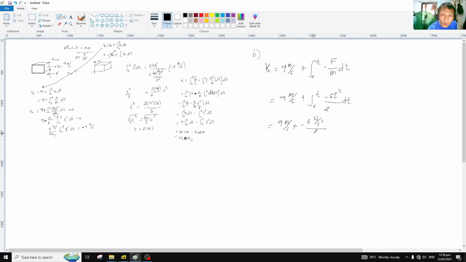And then we put the units, 9 meters per second plus, you have your negative 6 newton per second squared all over 2 kilograms. So I'll just revert back to meters per second squared. So this kilogram would be cancelled. So the unit now is meters per second to the fourth, from 0 to t, and then you have your t squared dt. So given that we have the right unit, this should spit out a t cubed, seconds to the fourth.